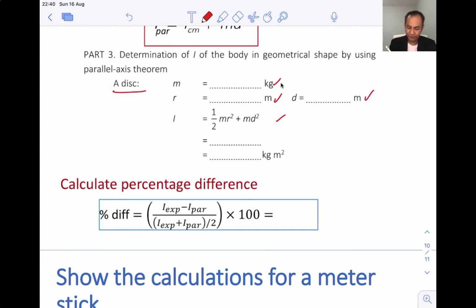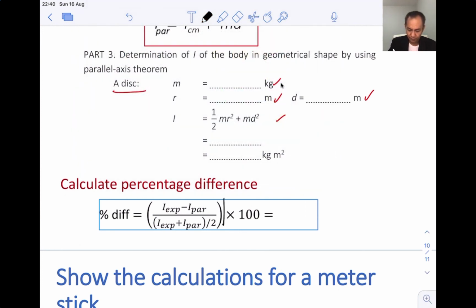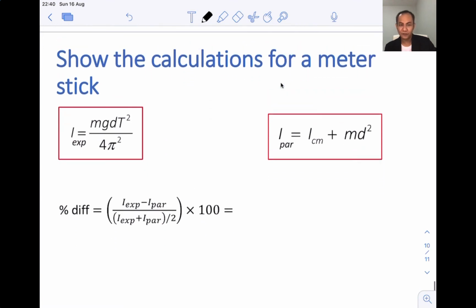Oh, I'm sorry, this should be the absolute value. Okay, it should be the absolute value, so it means it has to be a positive number. And then you show the calculation for the meter stick. Okay, you show the calculation for I experiment, for I parallel, and then the percentage difference. Okay, that's all. Thank you for watching.